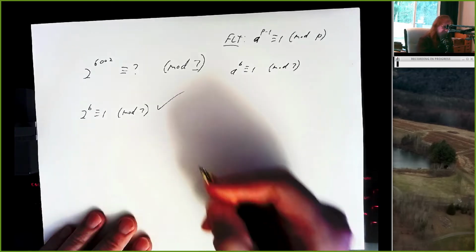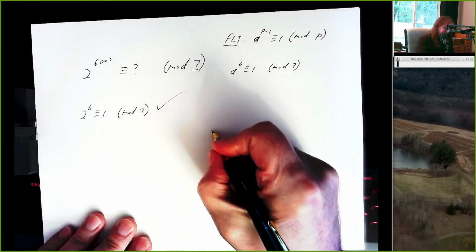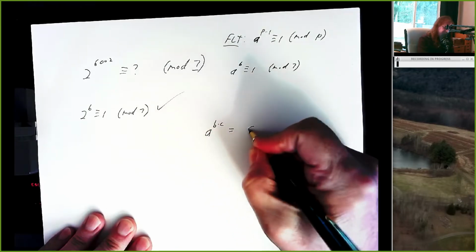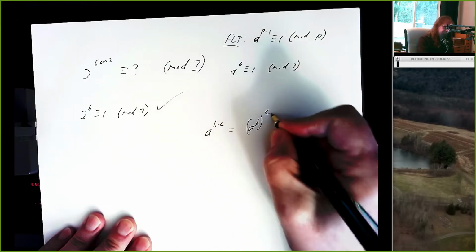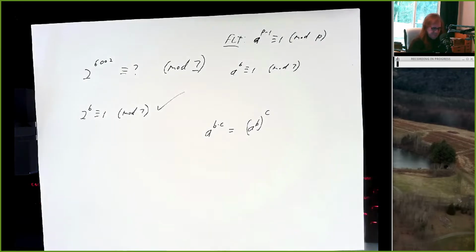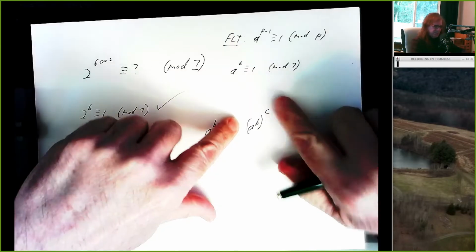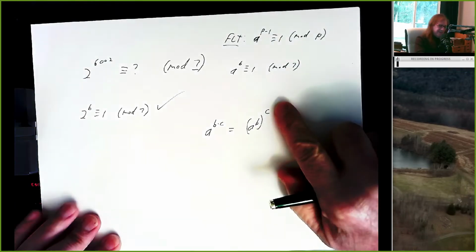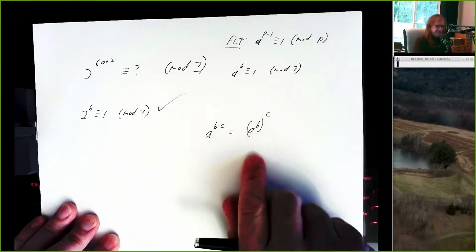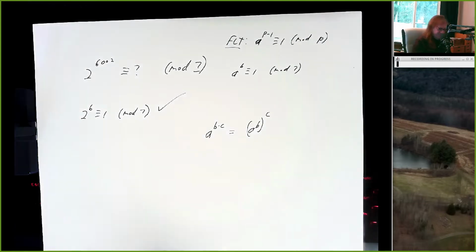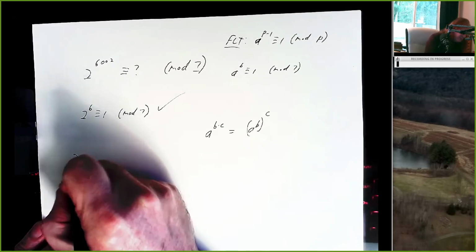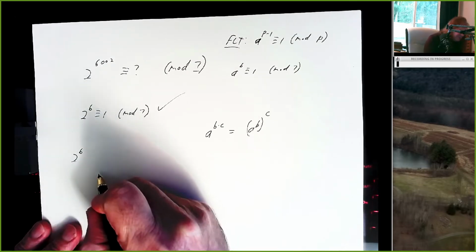Well, there's this law of exponents, which says a to the b times c is the same thing as a to the b raised to the c. Because this means take a to the b, multiply by itself c times, and so that's a to the b times a to the b times a to the b, it's a to the b times c. That's fun to say. So 2 to the 6th is congruent to 1.